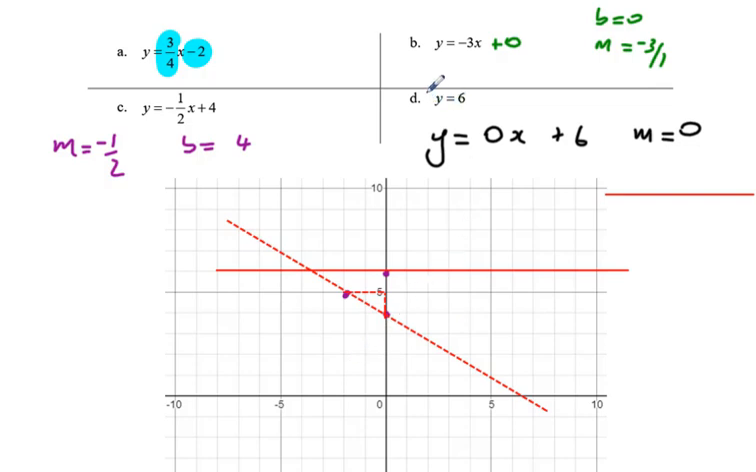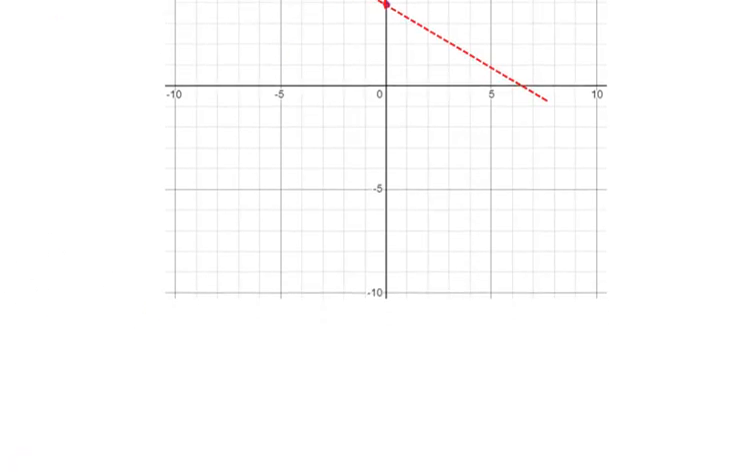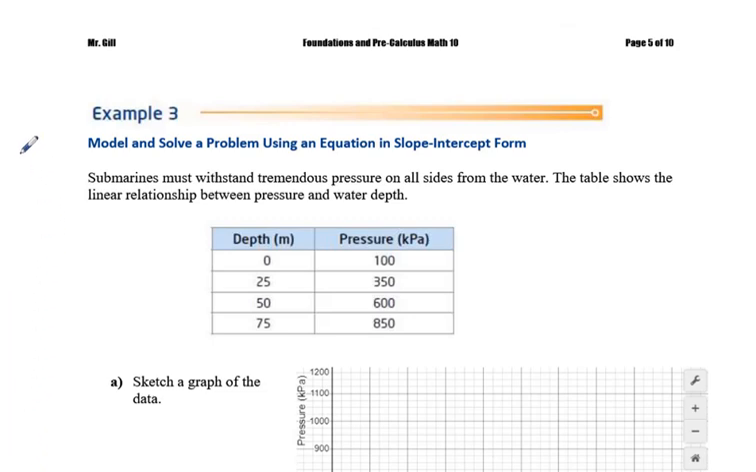Sometimes a function like y equals 6 with a slope of 0 is called a constant function, because it doesn't matter what the x value is, y is a constant 6. Okay, so that's a horizontal line. Right, let's buzz over and have a look at the next example, which is example number 3.